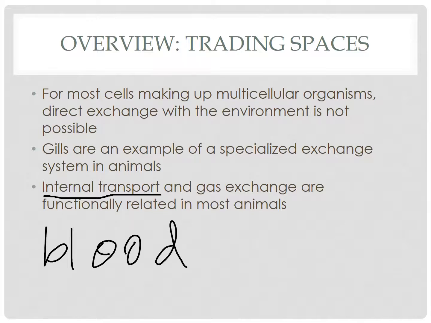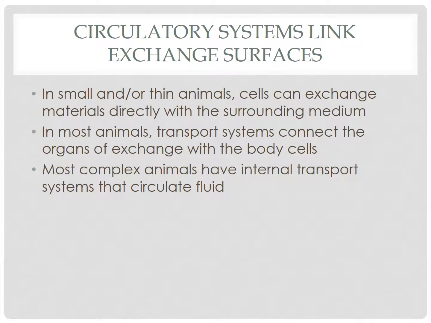And then when we think about animals that are not aquatic, usually they have lungs, which gills and lungs are very similar. Gills are on the outside, but lungs are on the inside. As we said before, small and or thin organisms are able to exchange materials directly with the surrounding media. So usually these, like the hydra that have a 2-cell thick membrane with the gastrovascular cavity, those organisms don't usually need to have some big transport system because of the fact that the gastrovascular cavity is important for that distribution of these resources. But in most animals, we have some type of transport system that will connect the organs of exchange with the body cells.